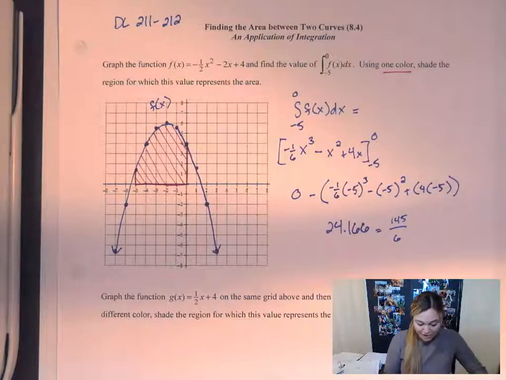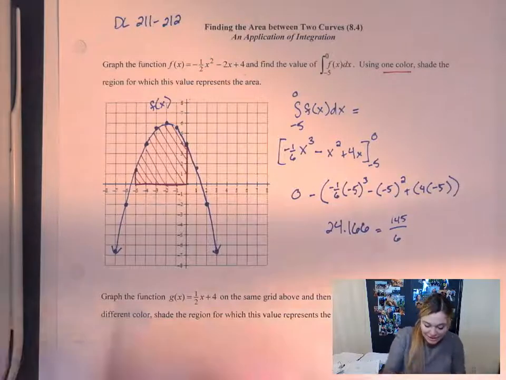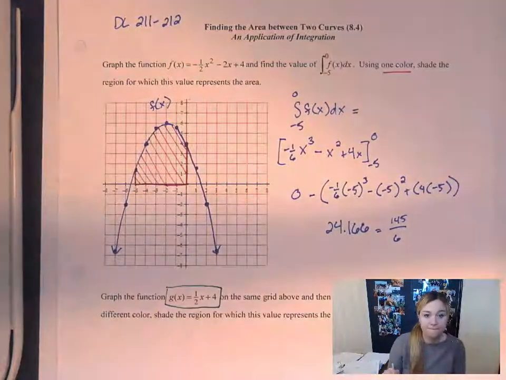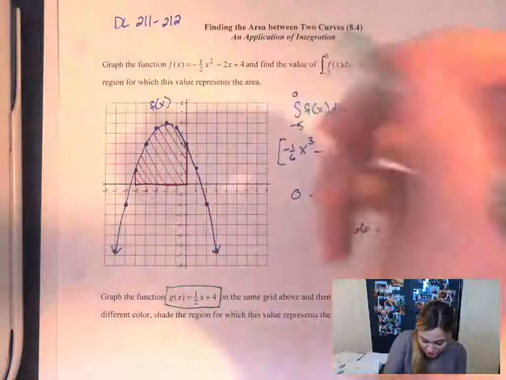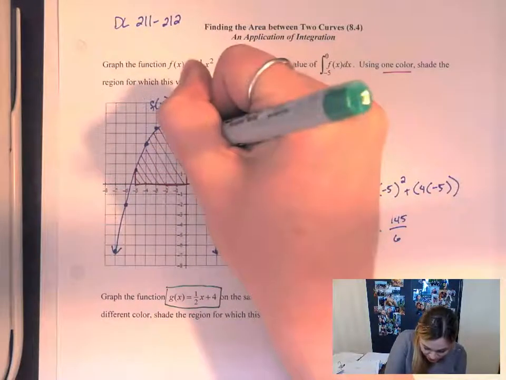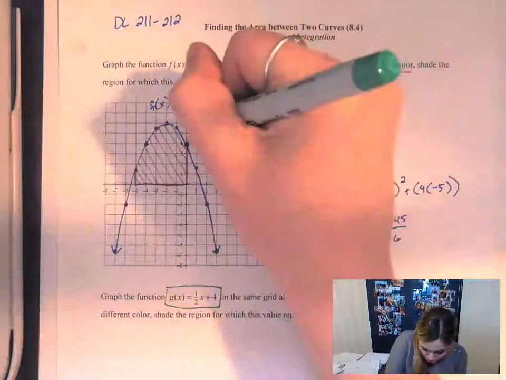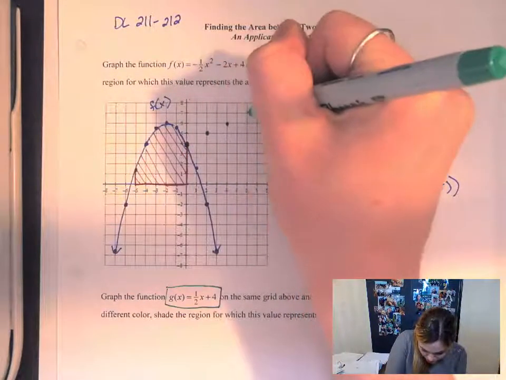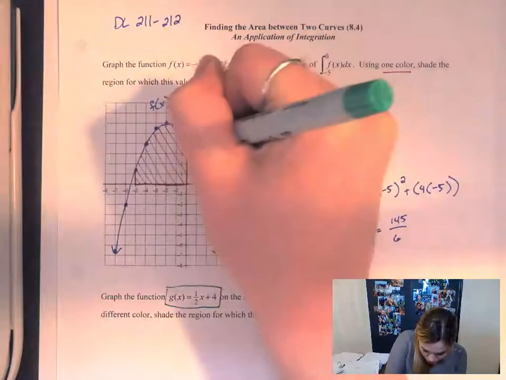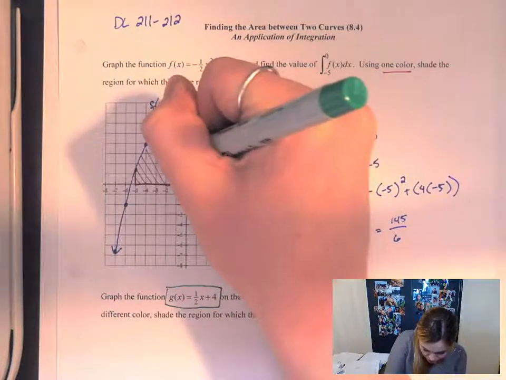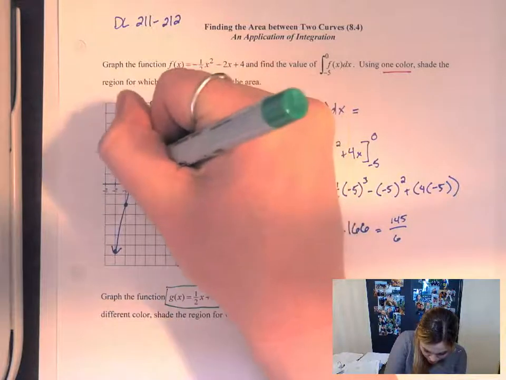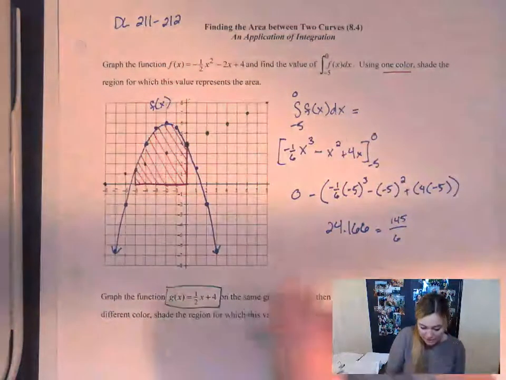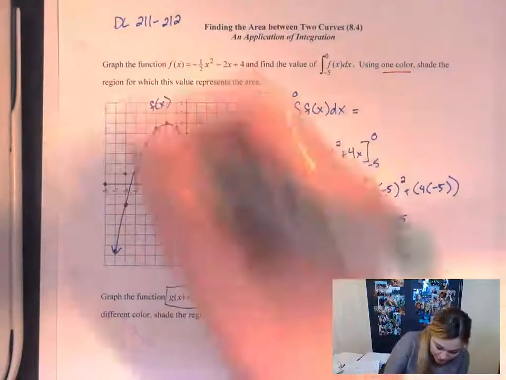Now it says graph the function g of x is equal to 1/2 x plus 4. So I'm going to go up 4, going up 1, right 2, up 1, right 2, up 1, right 2. Or I could go down 1, left 2, down 1, left 2, down 1, left 2. On the same grid.